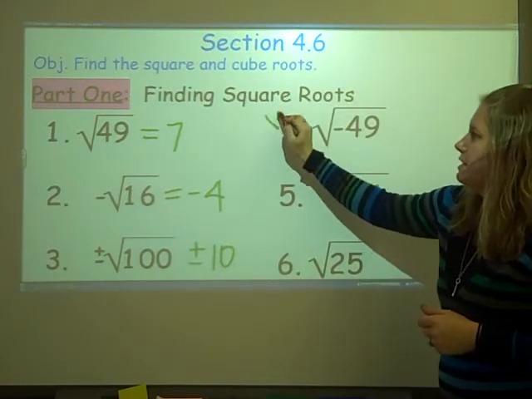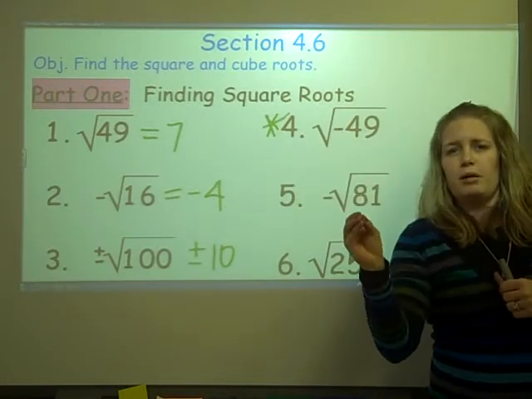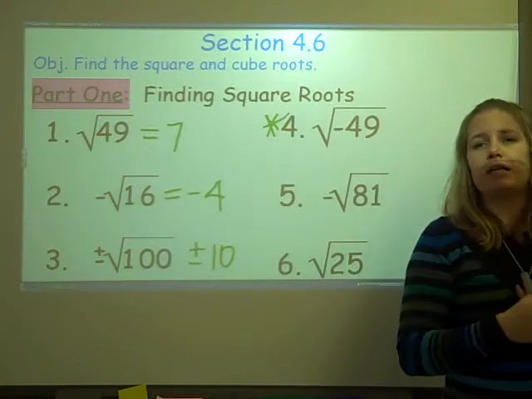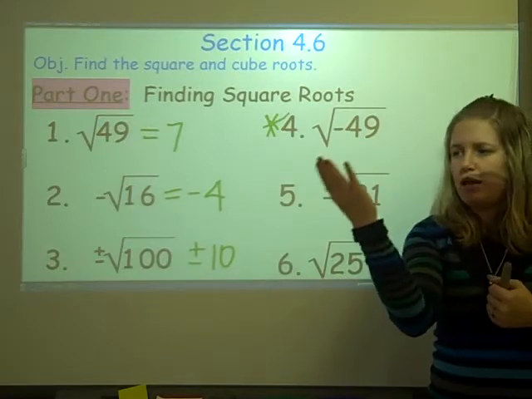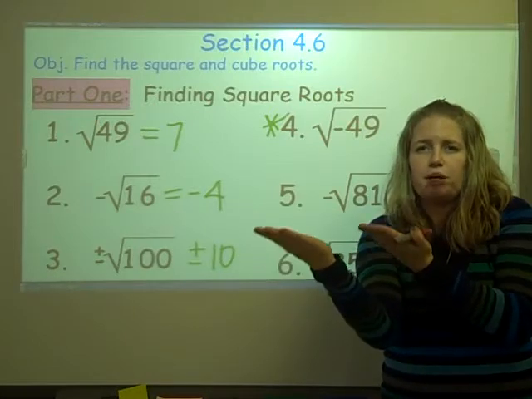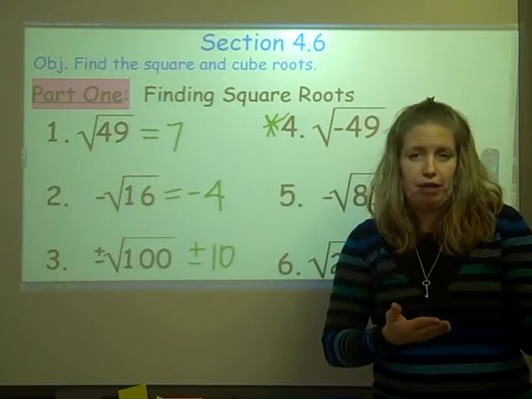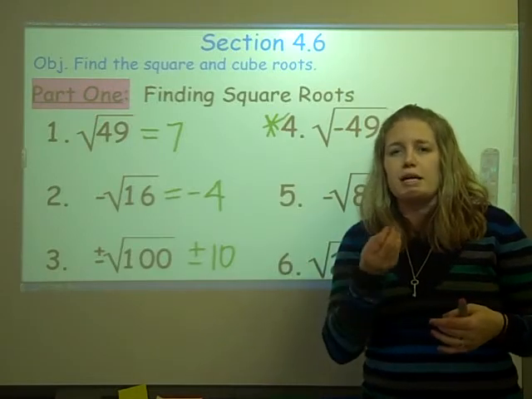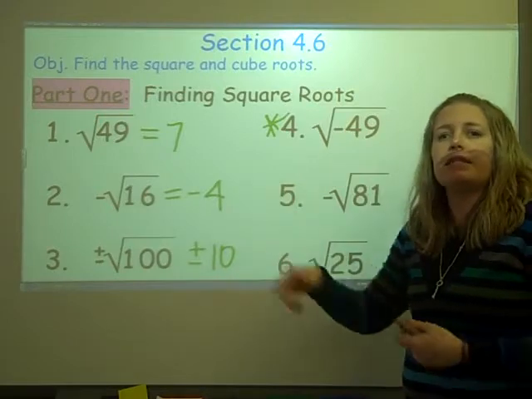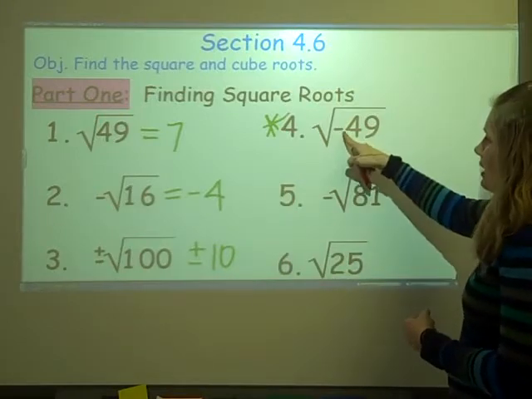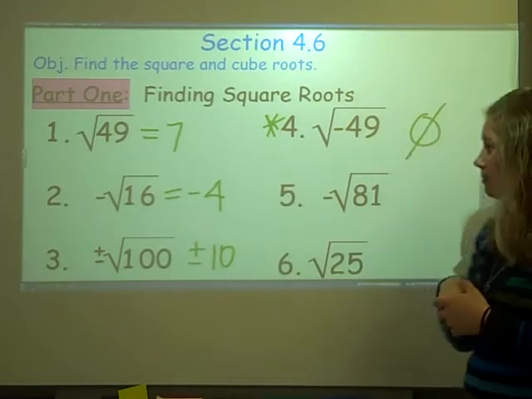Okay, this is one to put a big star at. They're asking what number times itself will give you negative 49. This is not possible. You cannot have a number times itself that will give you a negative answer, because a positive times a positive is a positive answer, and a negative times a negative is a positive answer. So there's no way to have a number times itself that will give you a negative. So this answer is not possible, the 0 with the slash through it.